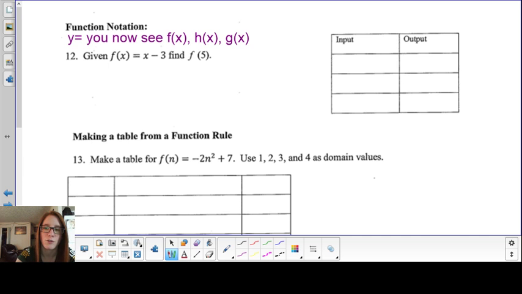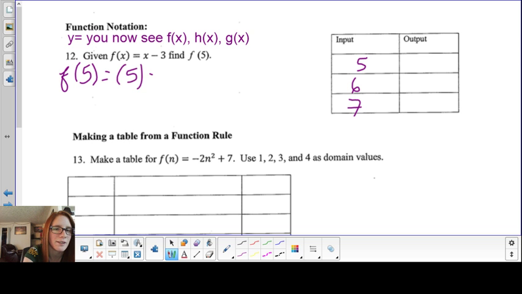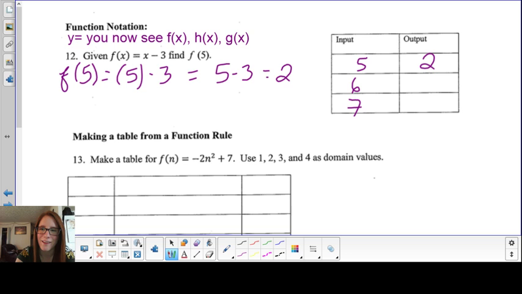So, for example, we can do 5, 6, and 7, just because I want to see what happens. So I'm going to find f of 5, because that's what it asked me. And so you see how instead of x here, I have 5? That means that every time I see x, I'm going to write 5. And I like to put it in parentheses because we don't know what else is going on with it. So anytime I see x, I'm going to instantly think parentheses. So I have 5 minus 3, which is 2. So whenever I plug in or input 5, my output will be 2.